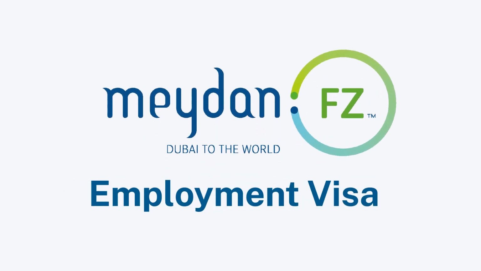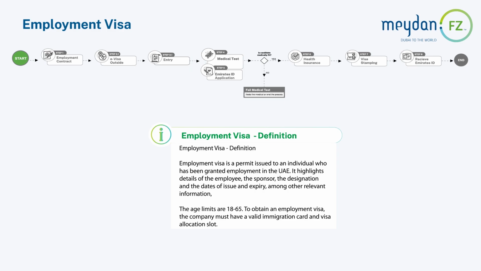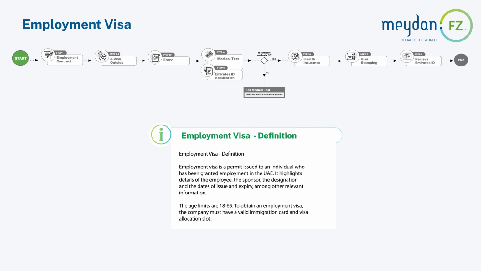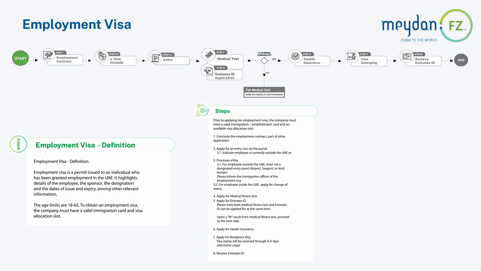In this video, we will walk through the process of employment visa. Employment visa is a permit issued to an individual who has been granted employment in the UAE. It highlights details of the employee, the sponsor, the designation and the dates of issue and expiry, among other relevant information. To begin the process, the company must have a valid immigration establishment card and an available visa allocation slot.